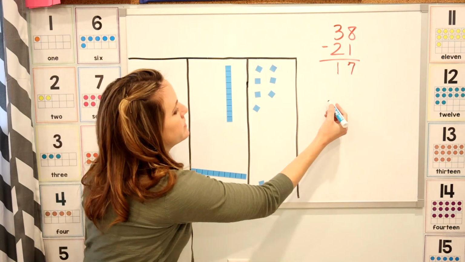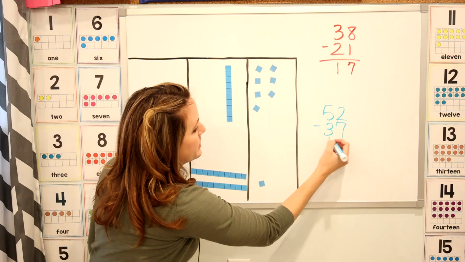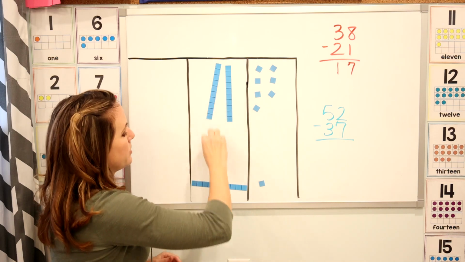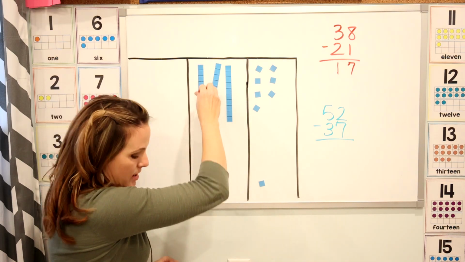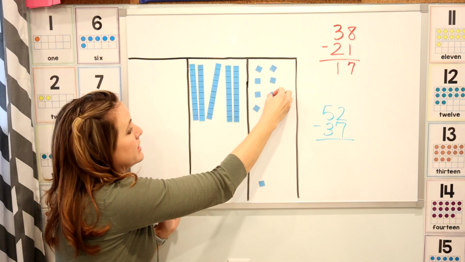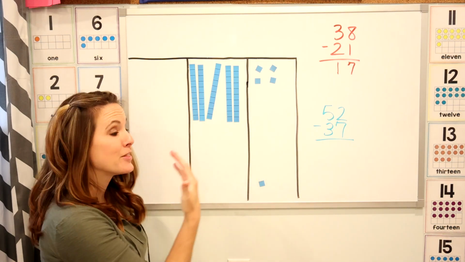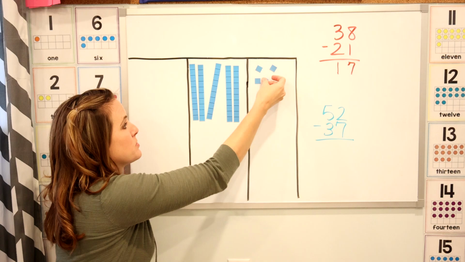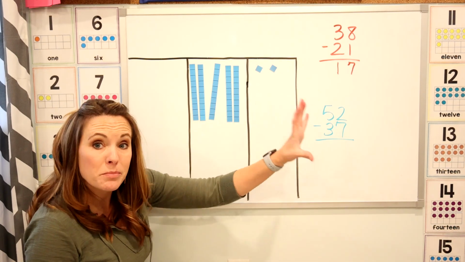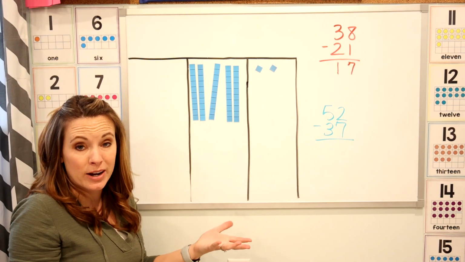Let's do 52 minus 37. Okay, so we're going to go ahead and represent our model up here. And we'll make sure that we have enough. And again, remember, we want to make sure that the students know they are representing the whole. And the whole in this problem is 52. And 37 is going to be part of that whole. So I'm going to find 37 in here somewhere.